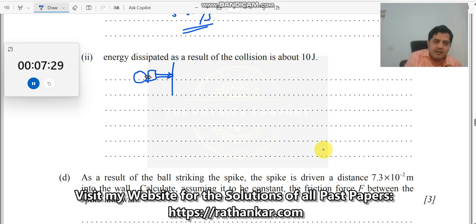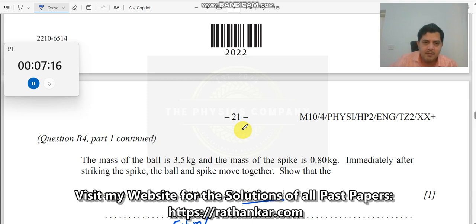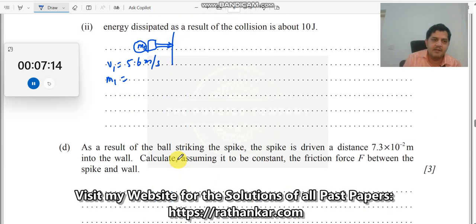So when it hits over here, the incoming velocity v1 is equal to 5.6 meters per second, and this is your m1. What is the mass of this? The mass of the ball is 3.5 kg. And similarly, what is the mass of the spike?